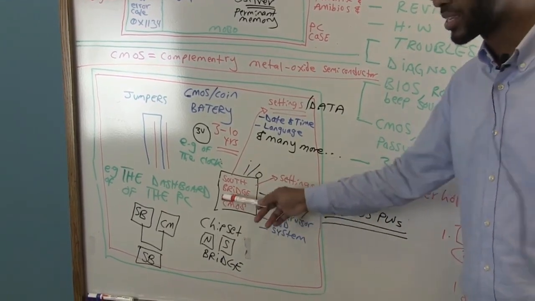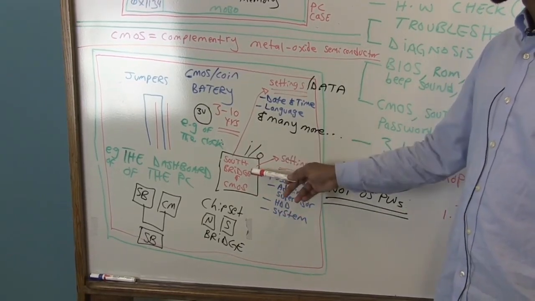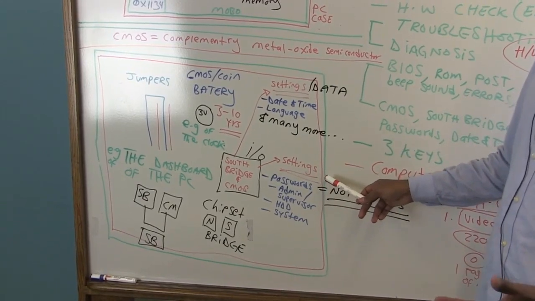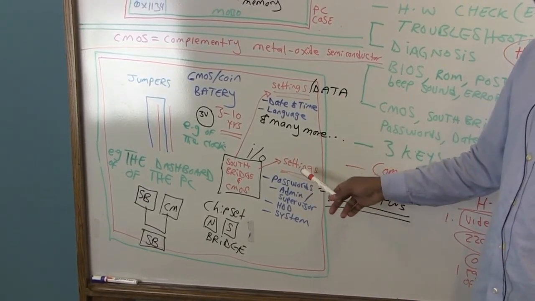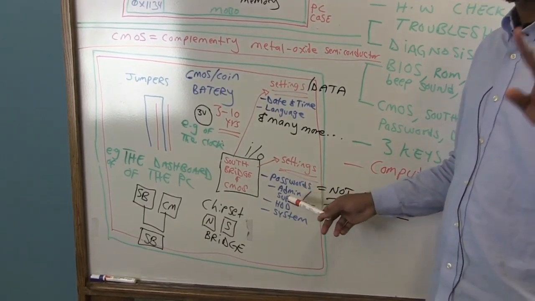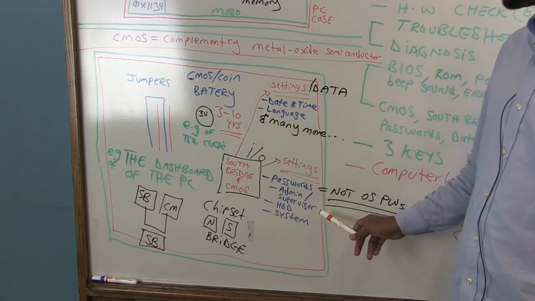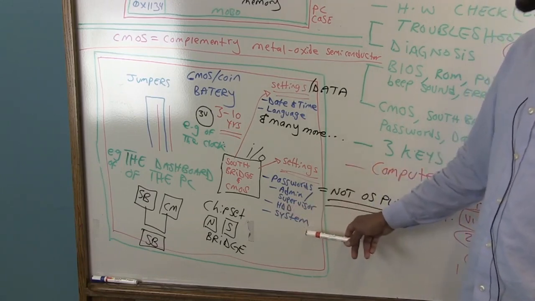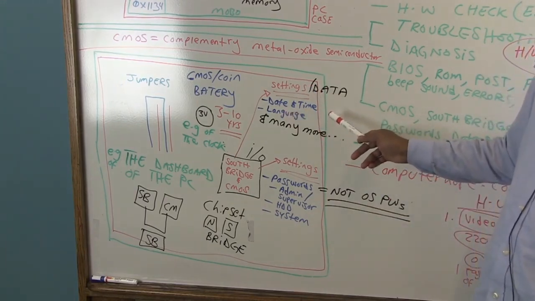However, today's topic is CMOS, complementary metal oxide semiconductor, which deals with the settings. Some examples of the settings and data are passwords. And what type of passwords? We summarized it in three, though there's more than that: admin or supervisor, hard disk drive password, system password. Also language, date and time.